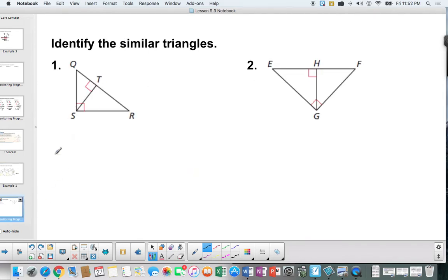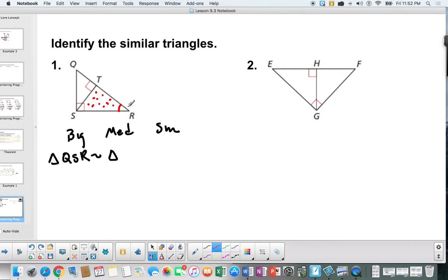I'm going to do the first problem and be ready to do the second one. I want to identify the similar triangles. So I know there's a big triangle, a medium triangle, and a small triangle. So I'm going to start with the big triangle. Triangle QSR is similar to triangle. Now I'm going to be looking at the medium triangle, which is this one. I'm going to put polka dots here so you can see it.